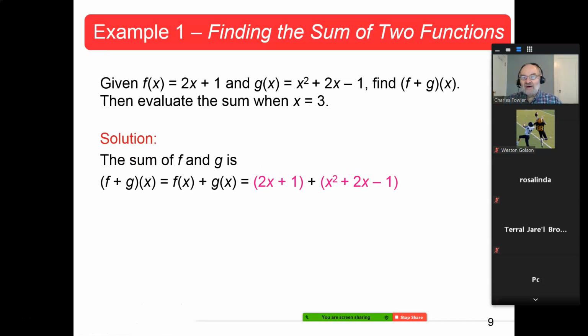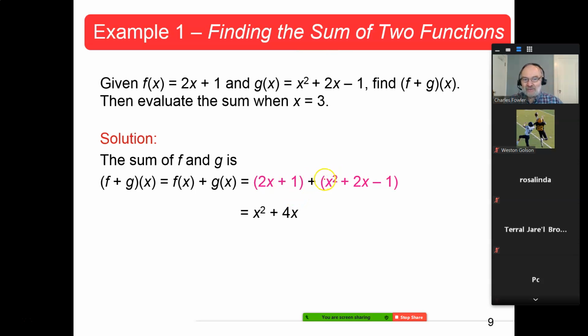The sum of f and g, just like we did, is f of x plus g of x, and they put it in pink too, okay. 2x plus 1, that's your f, plus x squared plus 2x minus 1, that's your g. Then they didn't show any steps whatsoever, they just went to the answer. But what they did, they combined like terms.